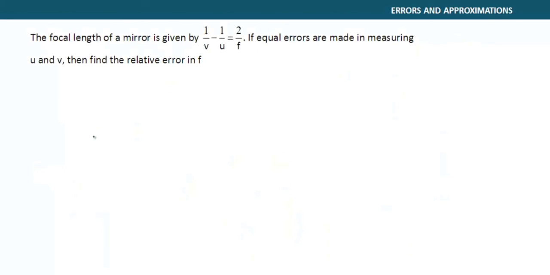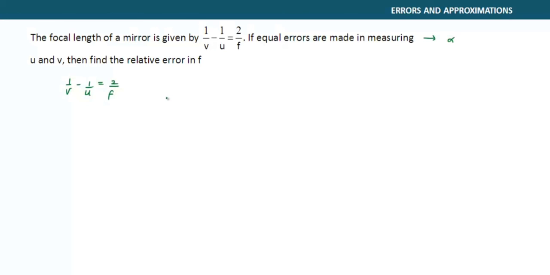Okay, now let us apply the same concept of errors in a very famous problem in the mirror formula. So the focal length of a mirror is given to you: 1 by V minus 1 by U is equal to 2 by F. If equal errors are made in measuring U and V, let's say I take that error to be alpha, then find the relative error in F in terms of alpha. So just to complete the question for you, it is given that 1 by V minus 1 by U is equal to 2 by F. That is the formula given to you people, right?